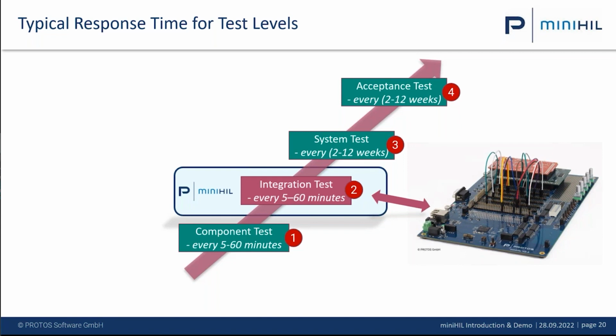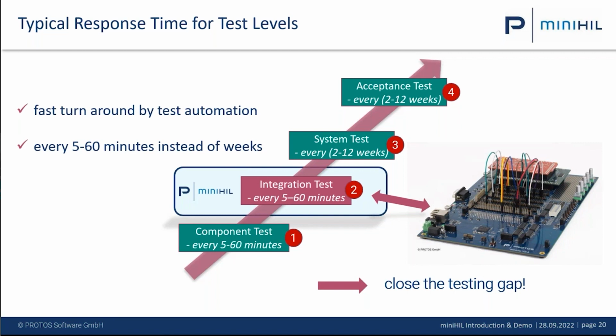because after a couple of minutes, you still know what you have changed, and you're probably the only one that has committed in this time slot. So it's really easy to repair the problem. After a couple of months, you don't know what you have changed a couple of months ago, and you have probably another 500 changes done by other developers. So that's really hard to repair. So we need a fast turnaround by test automation, and we close the testing gap with the mini HIL here.